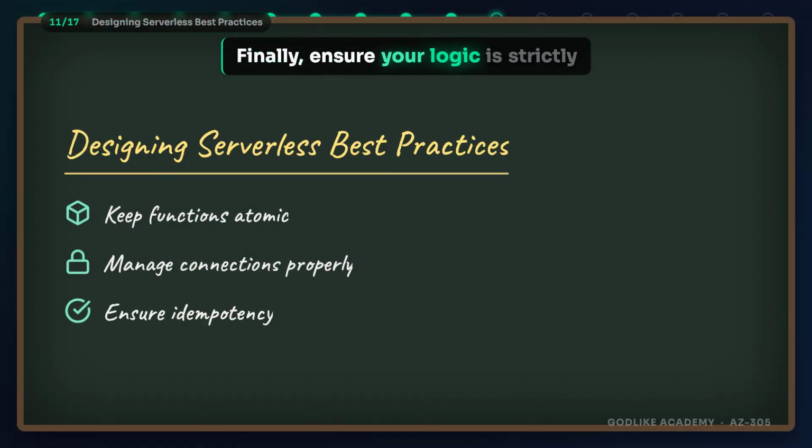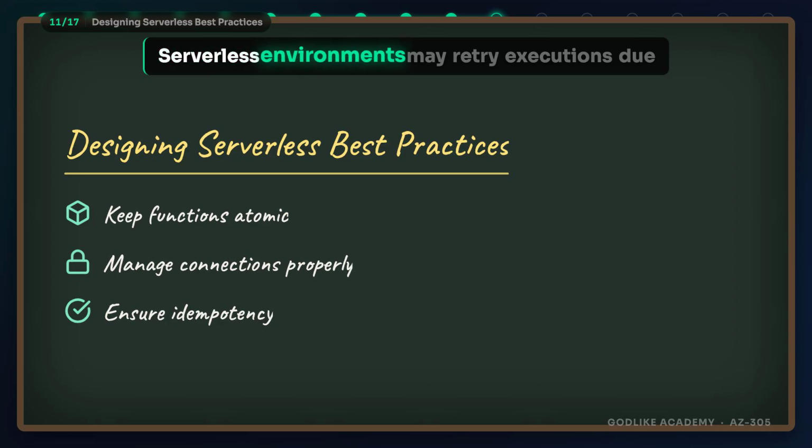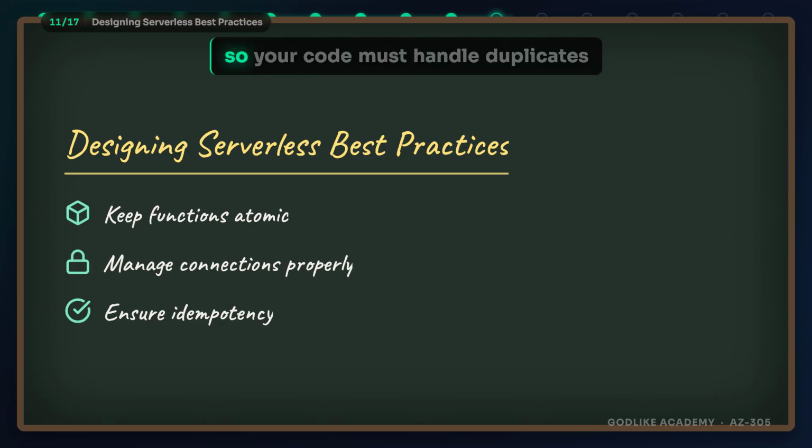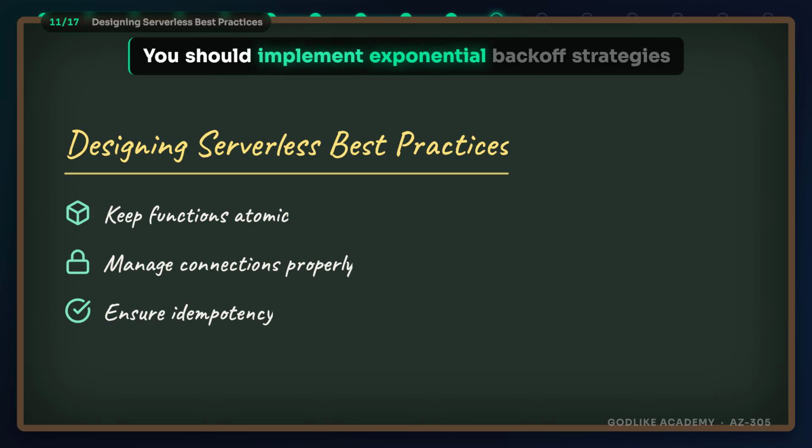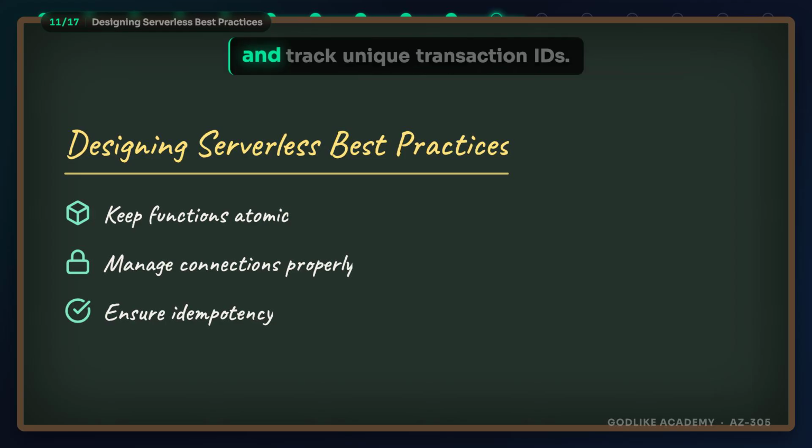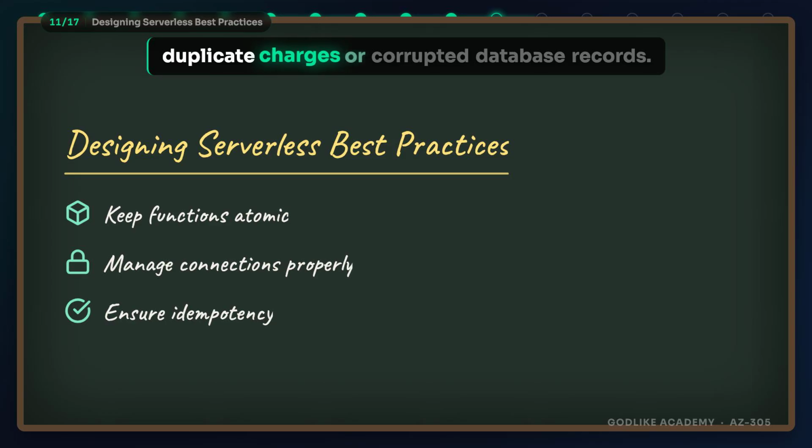Finally, ensure your logic is strictly idempotent before deployment. Serverless environments may retry executions due to network blips or timeout errors, so your code must handle duplicates safely. You should implement exponential backoff strategies and track unique transaction IDs. Skipping this step frequently results in duplicate charges or corrupted database records.